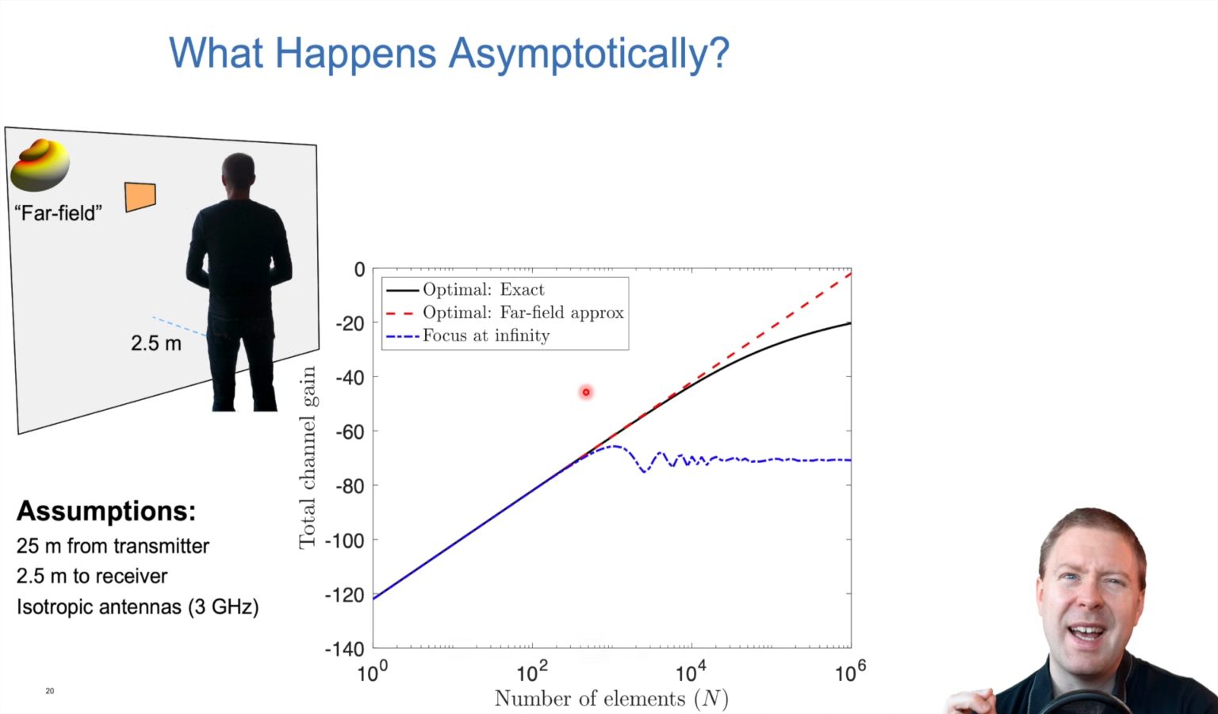What will happen asymptotically then? If the SNR grows with n square, will that go on forever? Not really. So here I'm standing in front of a surface where I have a small IRS here on the wall. And if I'm in the far field, this element here will sort of scatter the signal. And I'm 2.5 meters from the surface, and then I have 25 meters to the transmitter. And we are considering here the total channel gain to the receiver when we are changing the number of elements.